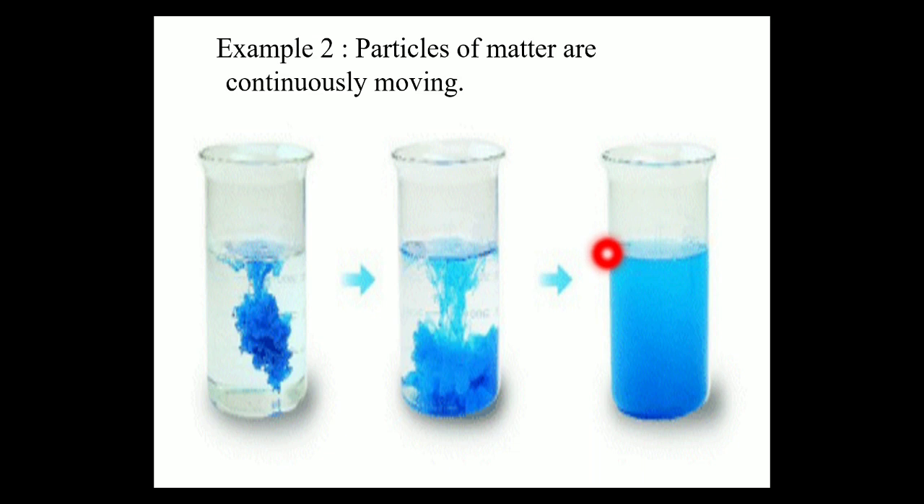Because particles of matter are continuously moving. Right here, if the particles of matter were not moving, if you add ink here, only this area would have been blue, rest all would have been clear, right? And this process would not have taken place also. But particles of matter are moving, so finally you will see the entire clear solution turns blue in color because the particles are continuously moving.